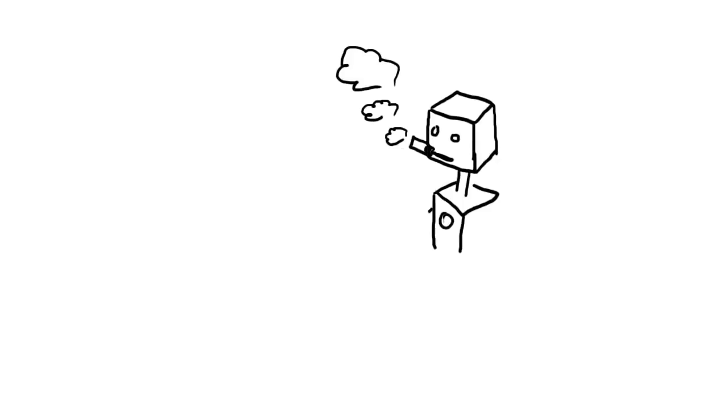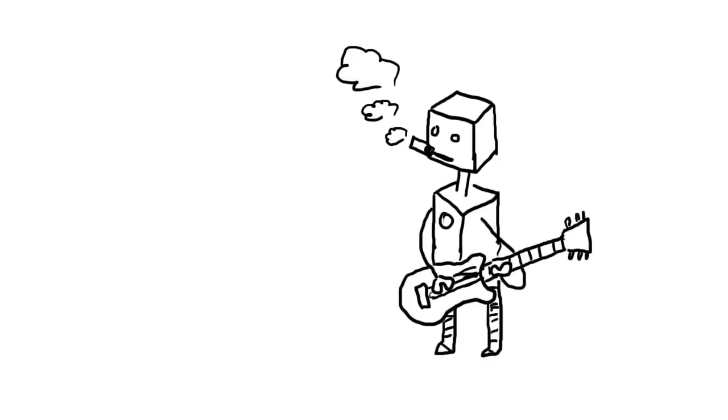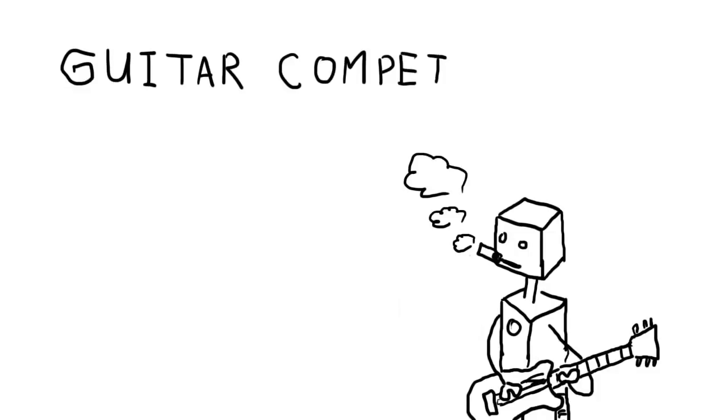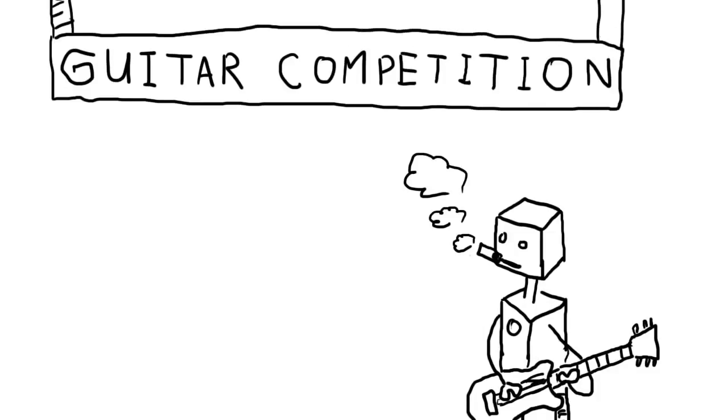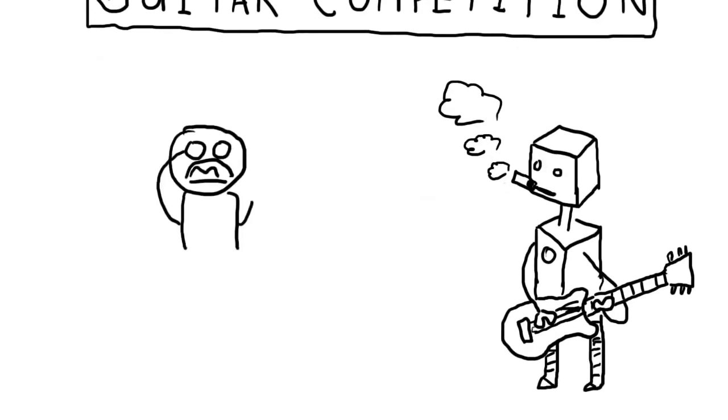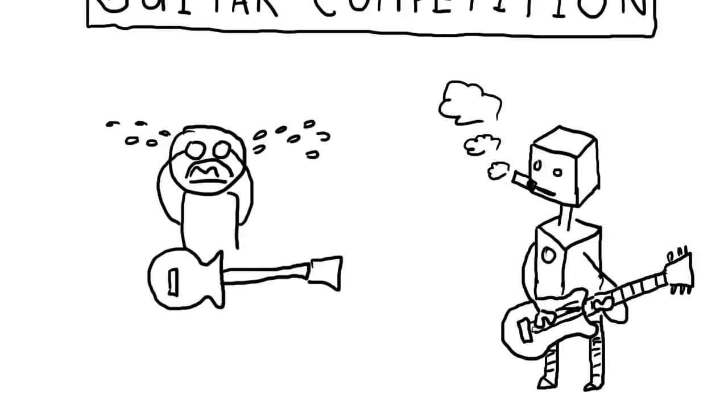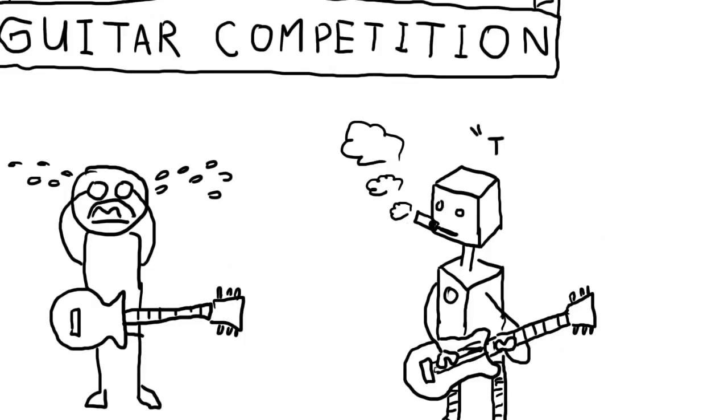Maybe you can imagine the android playing the guitar on stage. Maybe there's a competition going on and we can imagine other guitarists come up on stage and try to compete with the android. But everybody loses because the android is very good at playing the guitar. The android is adroit at playing the guitar.